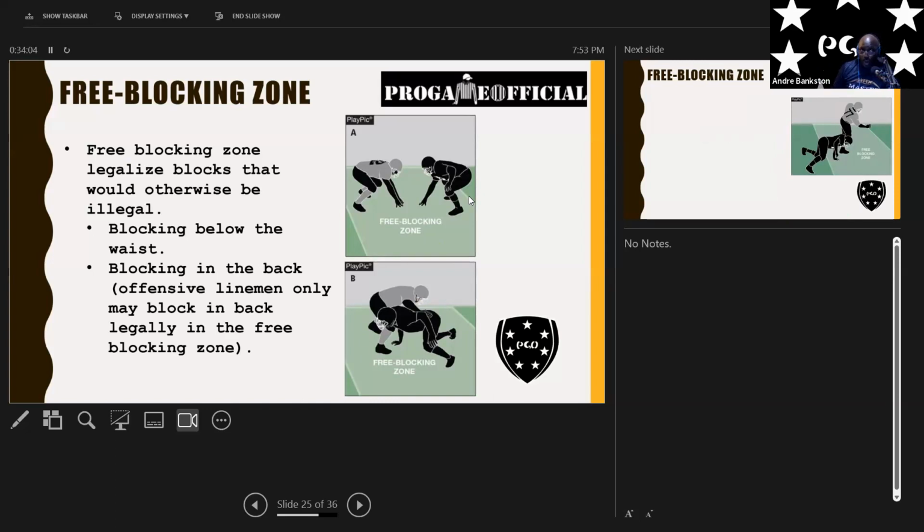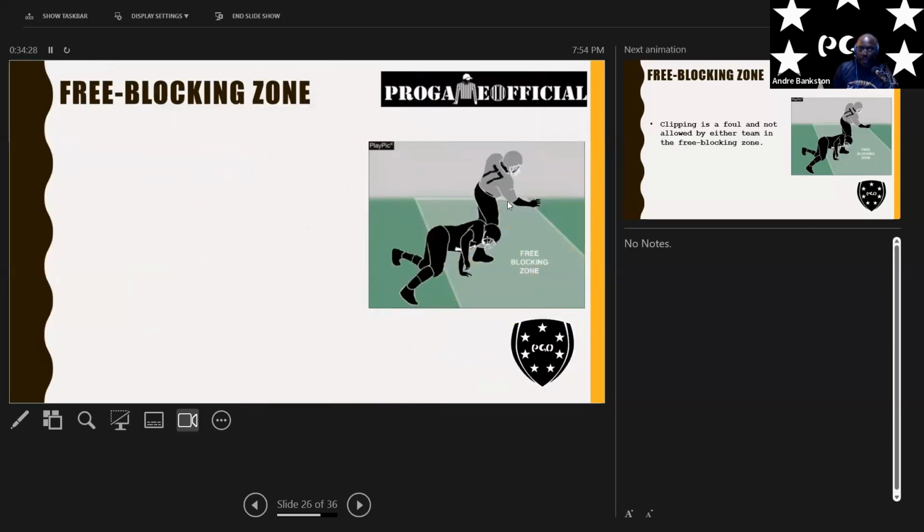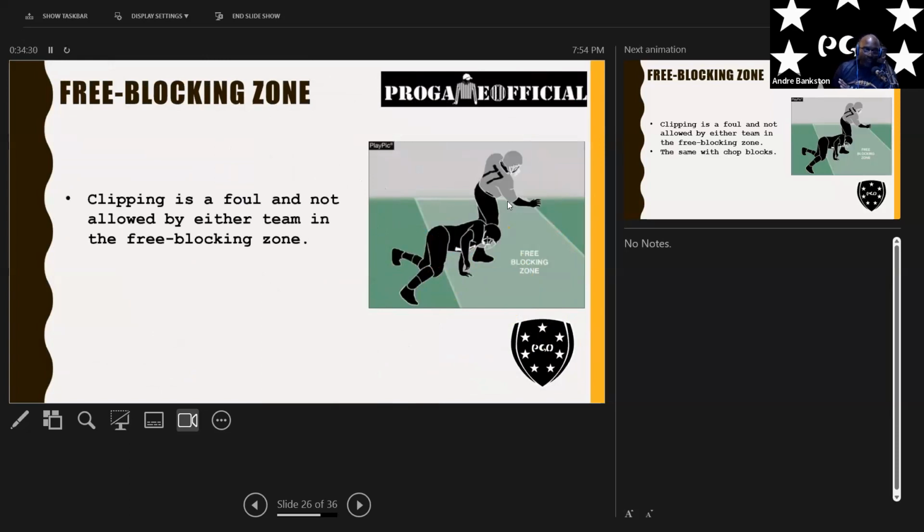For the block below the waist, it has to be immediate. In other words, as soon as the ball is snapped, you have to block below the waist. You can't step back, then block below the waist. You can't take 2 steps over, then block below the waist. It has to be immediate at the snap. Blocking in the back doesn't have to be immediate. Blindside blocks don't have to be immediate. Only blocking below the waist. What about clipping? Clipping is a foul and not allowed by either team in the free blocking zone ever.